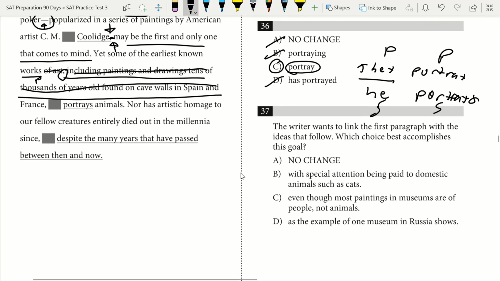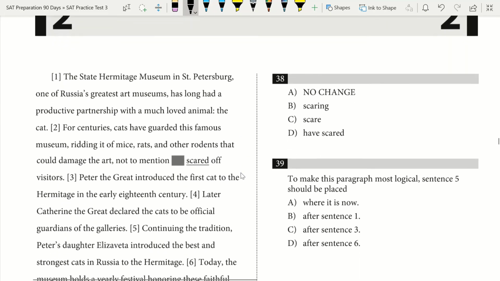All right, so nor has artistic homage to our fellow creatures entirely died out in the millennia since. I'm told that the writer wants to link the first paragraph with the ideas that follow. Well, I need to know the ideas that follow then, so I can't answer this one yet. So I have to come back to 37.